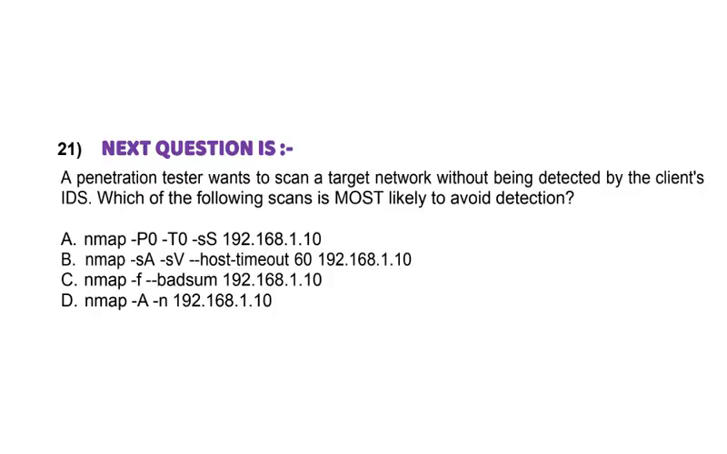Question is a penetration tester wants to scan a target network without being detected by the client's IDS. Which of the following scans is most likely to avoid detection? Please see the options as option A, B, C and option D.